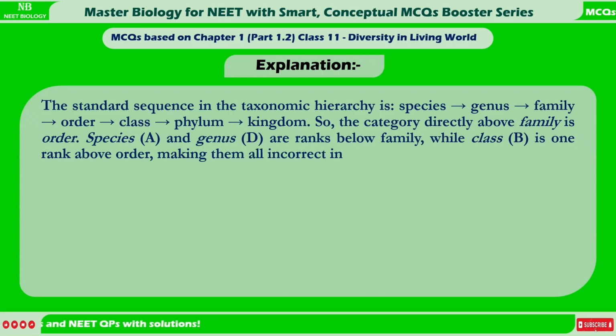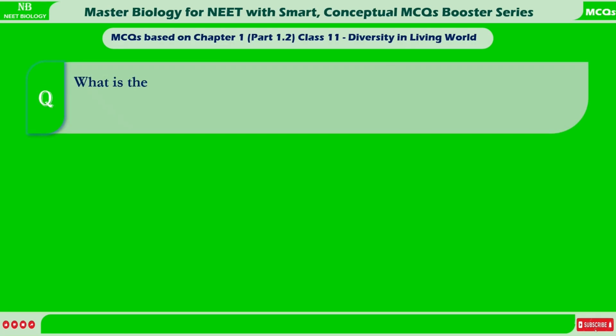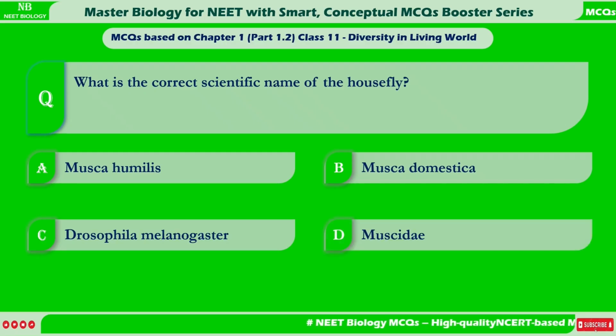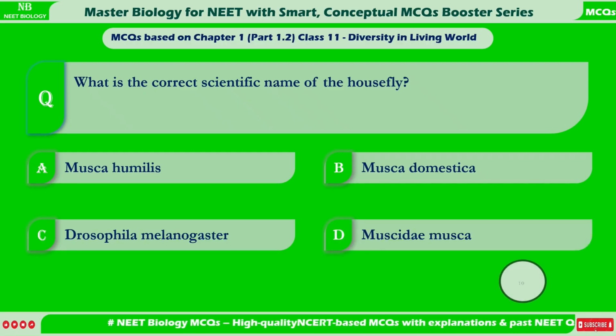What is the correct scientific name of the housefly? A. Musca humilis. B. Musca domestica. C. Drosophila melanogaster. D. Masaidi musca.